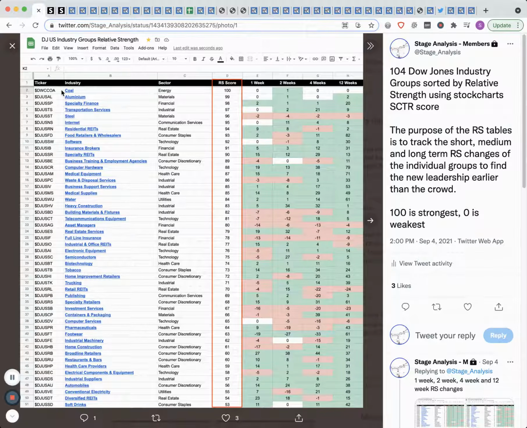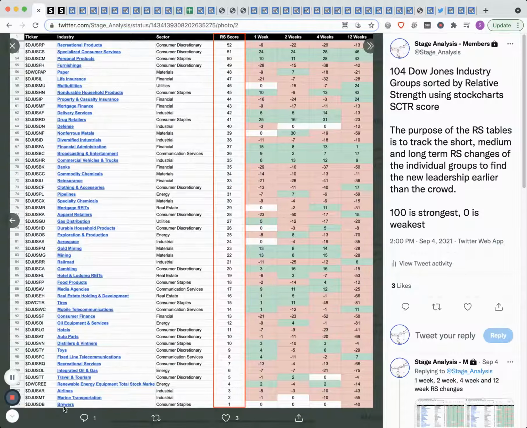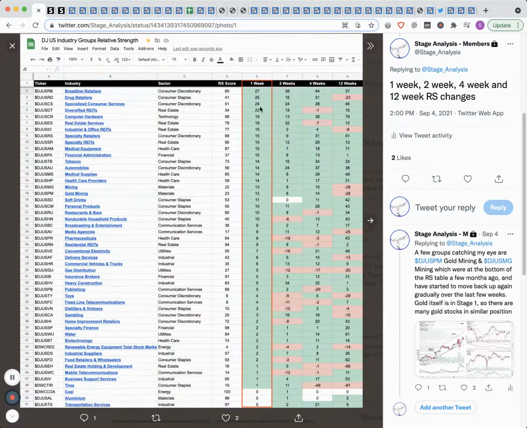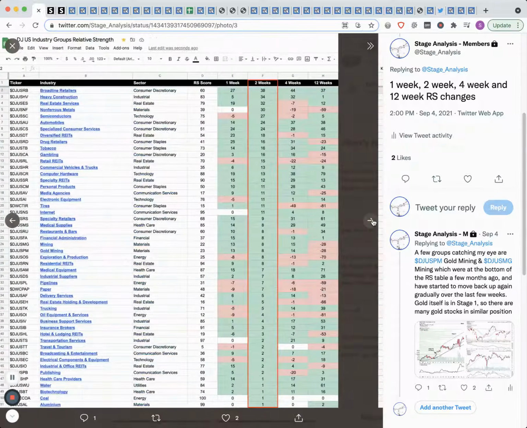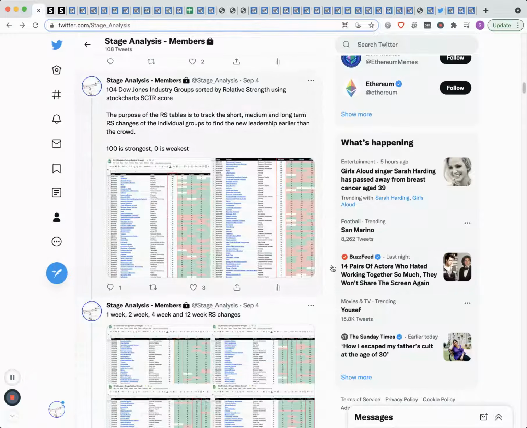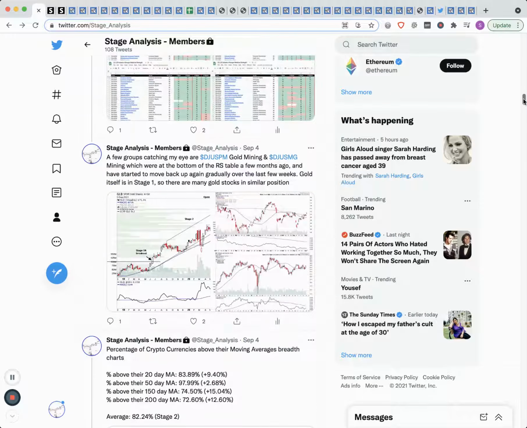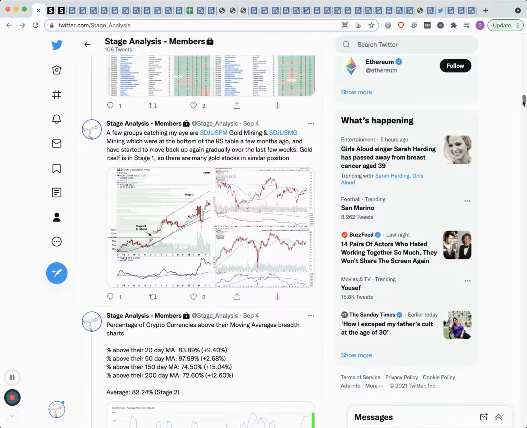So you can see here at the moment, coal is the strongest group. And then the weakest group at the moment is brewers, and you've got renewable energy, which is the solar names, which has been one of the weakest groups of the entire year, which is continuing down at the bottom. And then I post 1 week change, 2 week change, 4 weeks, etc. So there's that, and market breadth charts, and I'll look into the groups in a bit more detail.